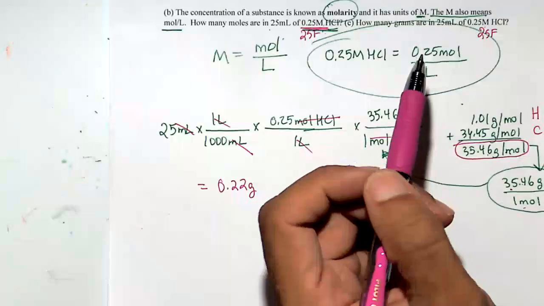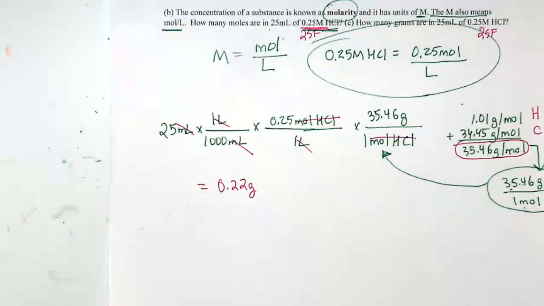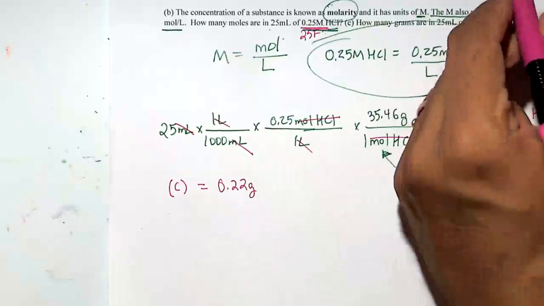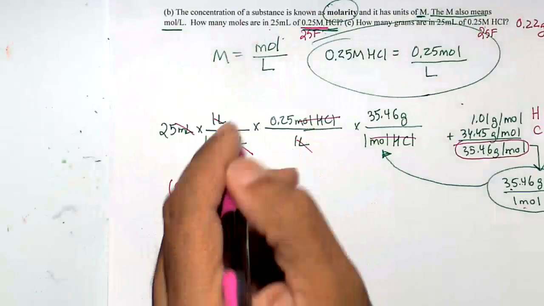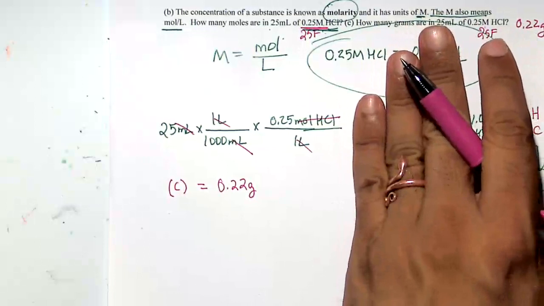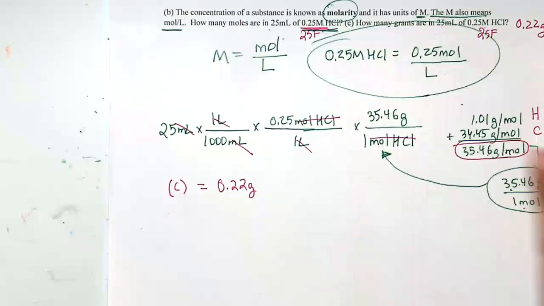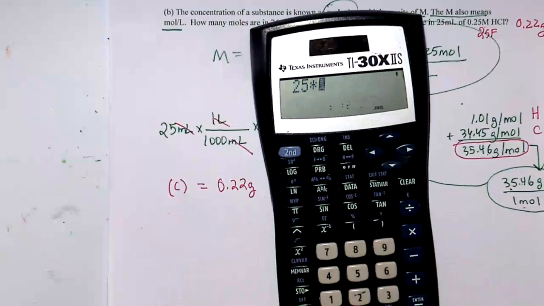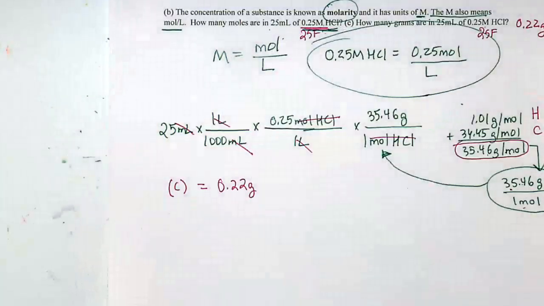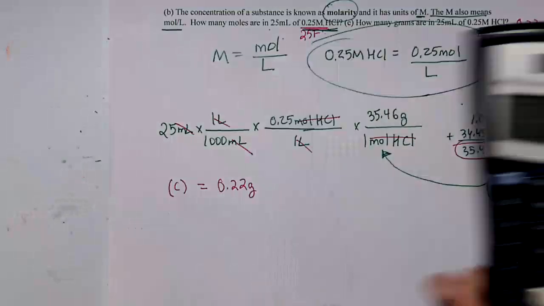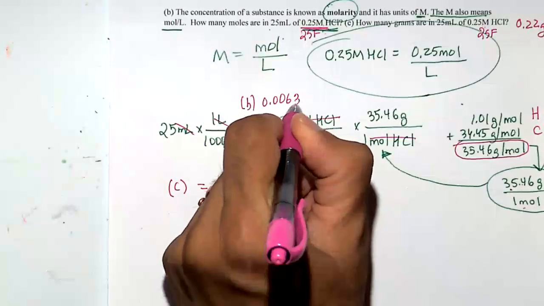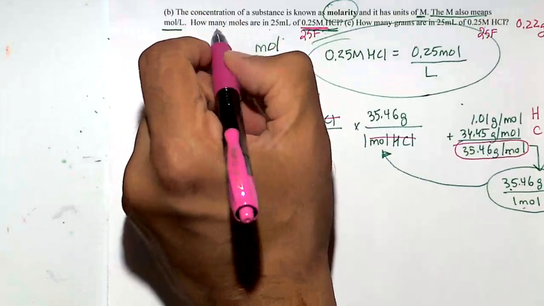All right, how many grams are in 25 mLs of 0.25 molar HCl? Oh, we answered it, so this is part C. Okay, 0.22 grams. Okay, how many moles are there? We'll just stop right here. Okay, 25 times 0.25 divided by 1,000. 0.00625 moles. Okay, I'll do 0.0063 moles. So that's the answer for part B.